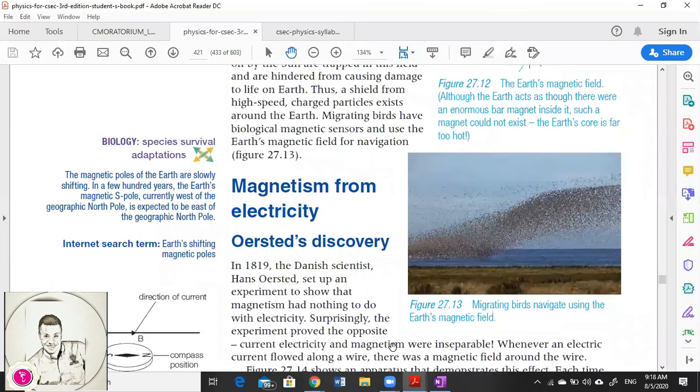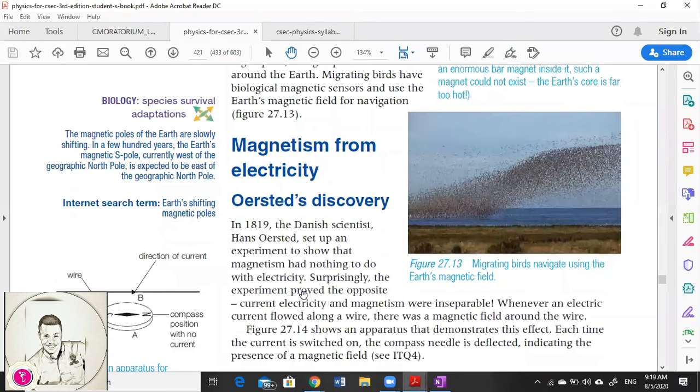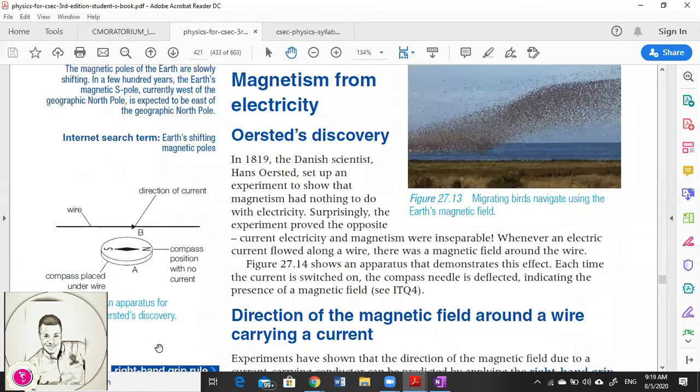Surprisingly, the experiment provided the opposite. Current electricity and magnetism were thought to be inseparable. So his experiment was to separate them in a sense, to see that they don't have any correlation. But in doing that experiment, he realized that a magnetic field was around the wire. All right. So we saw that just now.